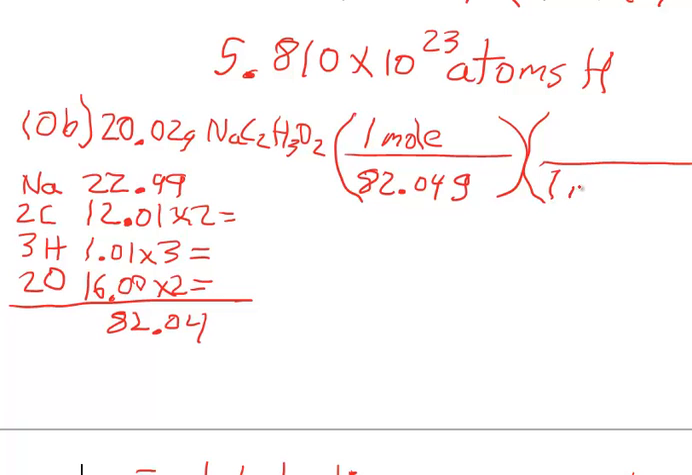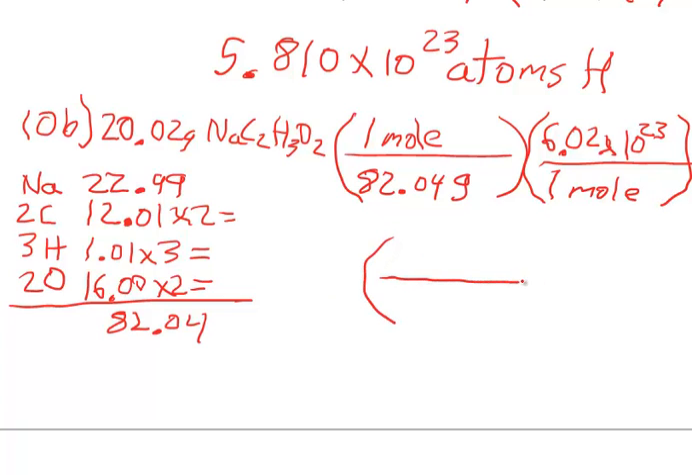So for every 1 mole, I have 6.02 times 10 to the 23rd molecules. But I finally want to finish for every 1 molecule, there are 3 atoms hydrogen.